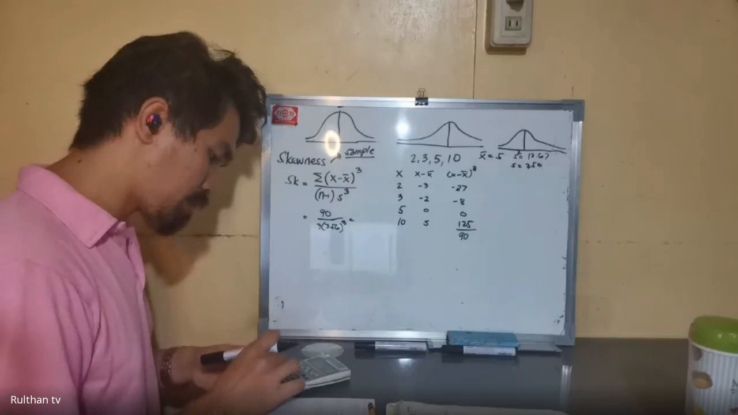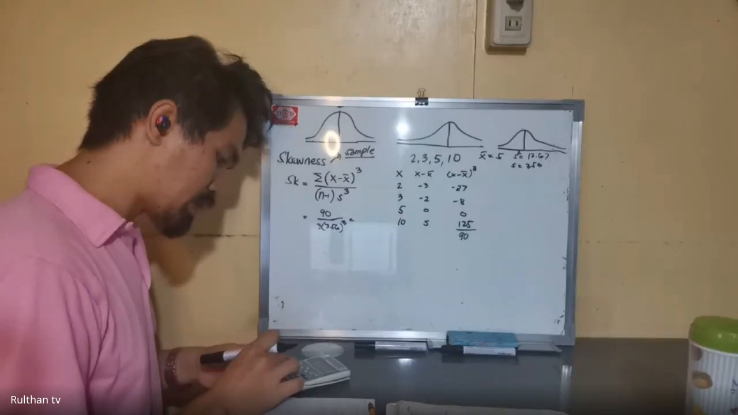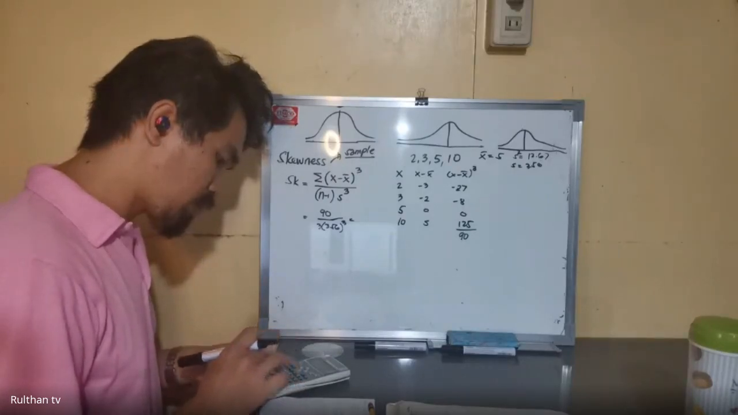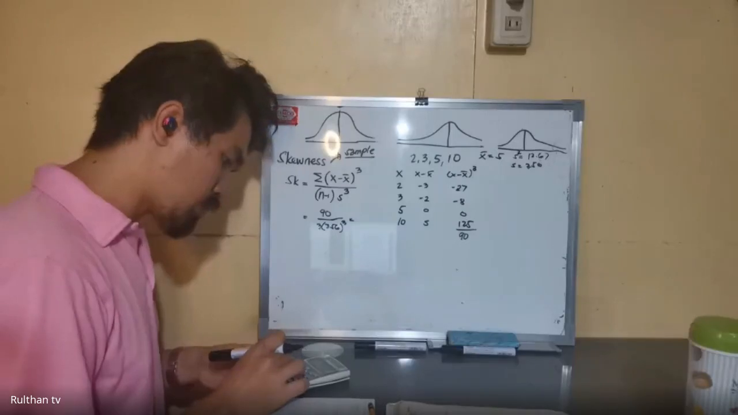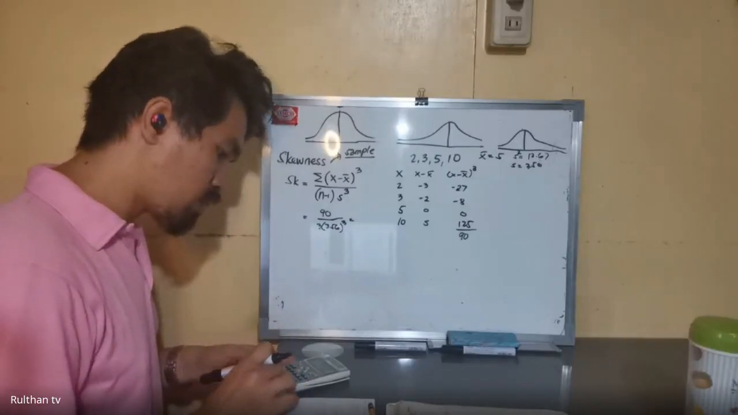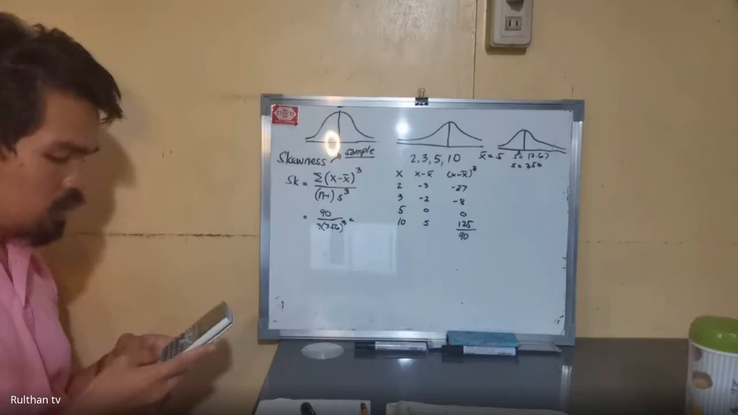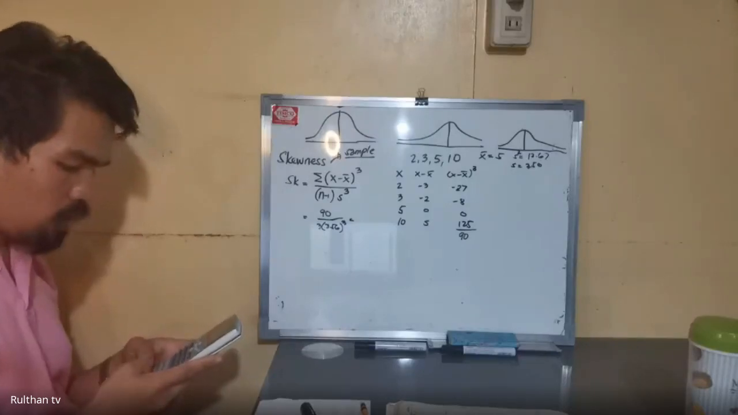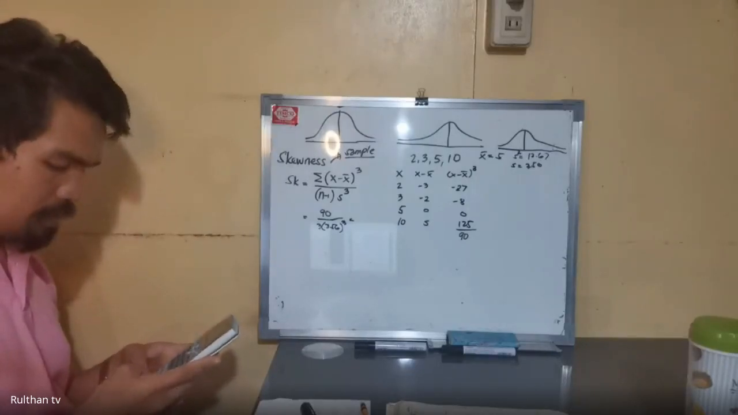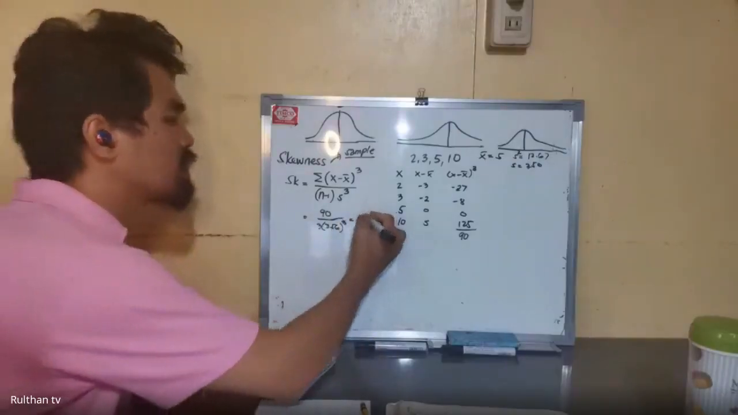90 divided by 4 times 2.56, close. What's your answer? 90 divided by, hello? Yes, sir. What's your answer? 0.66, sir. Okay, 0.66.